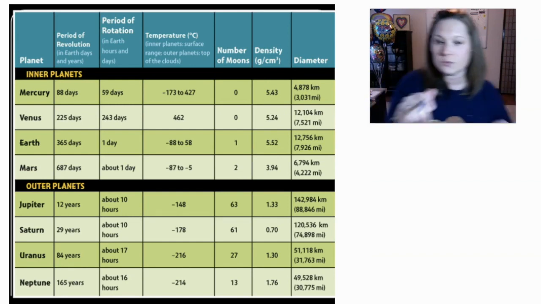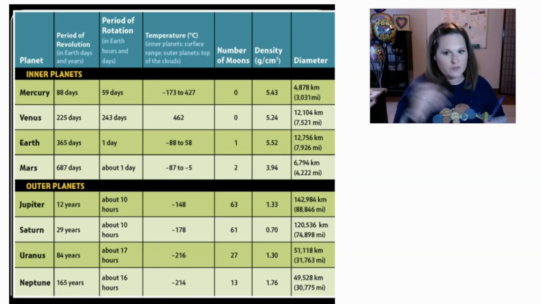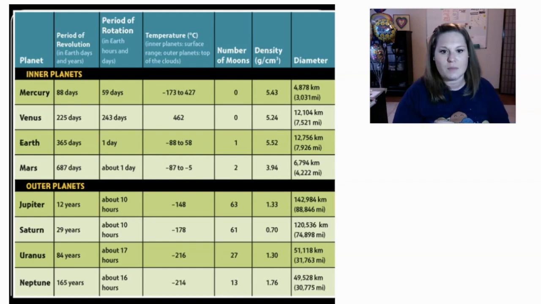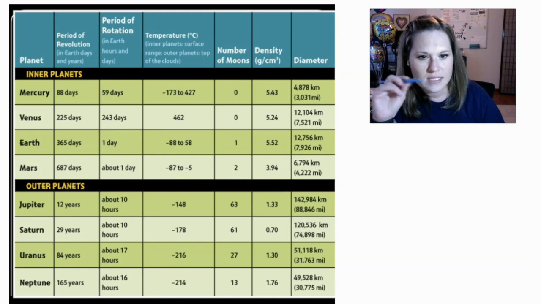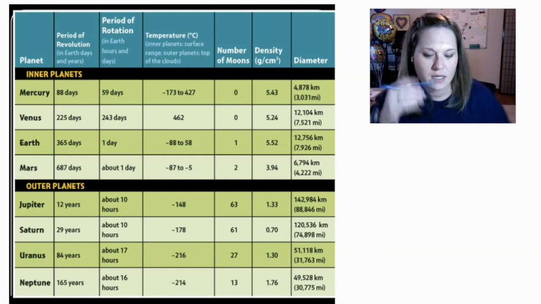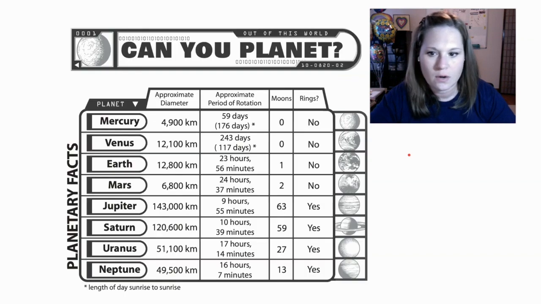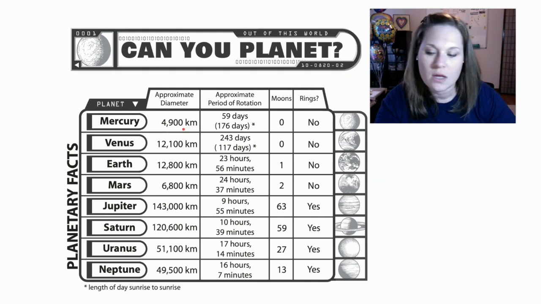Okay. Ooh, temperature. The temperature is there. We didn't have that before. Number of moons we had, the density we have, and then diameter. And they also have it in miles. But okay, so it says for Mercury, 4,878 kilometers. I think that's different than what we saw before. Oh, this one's 44,900 kilometers. So this one, it looks like they rounded up.